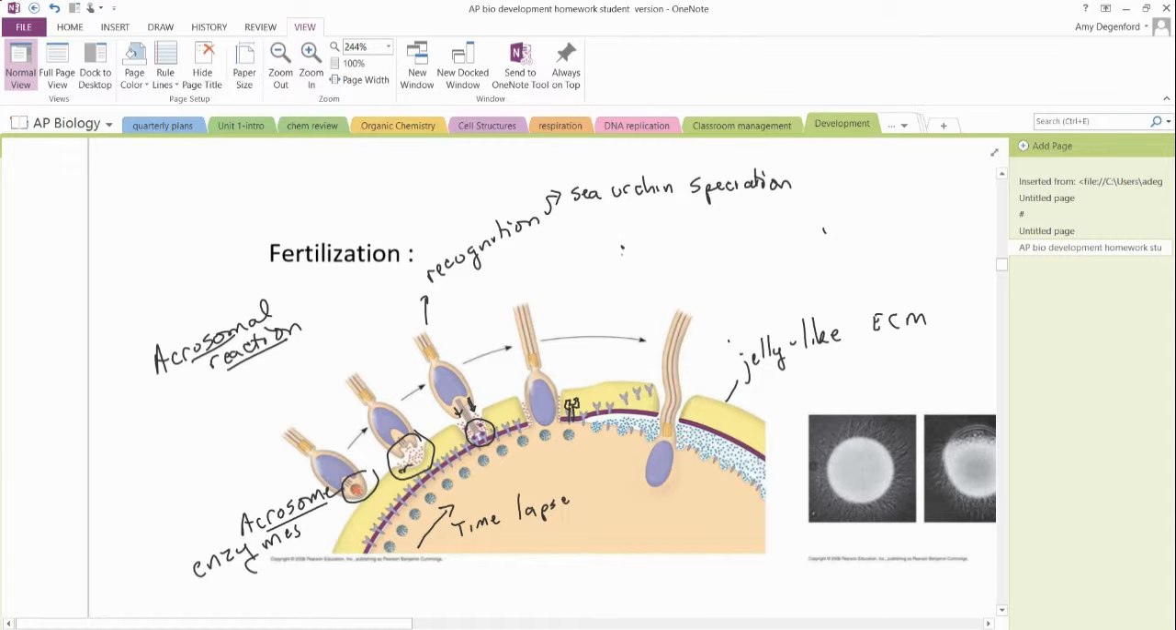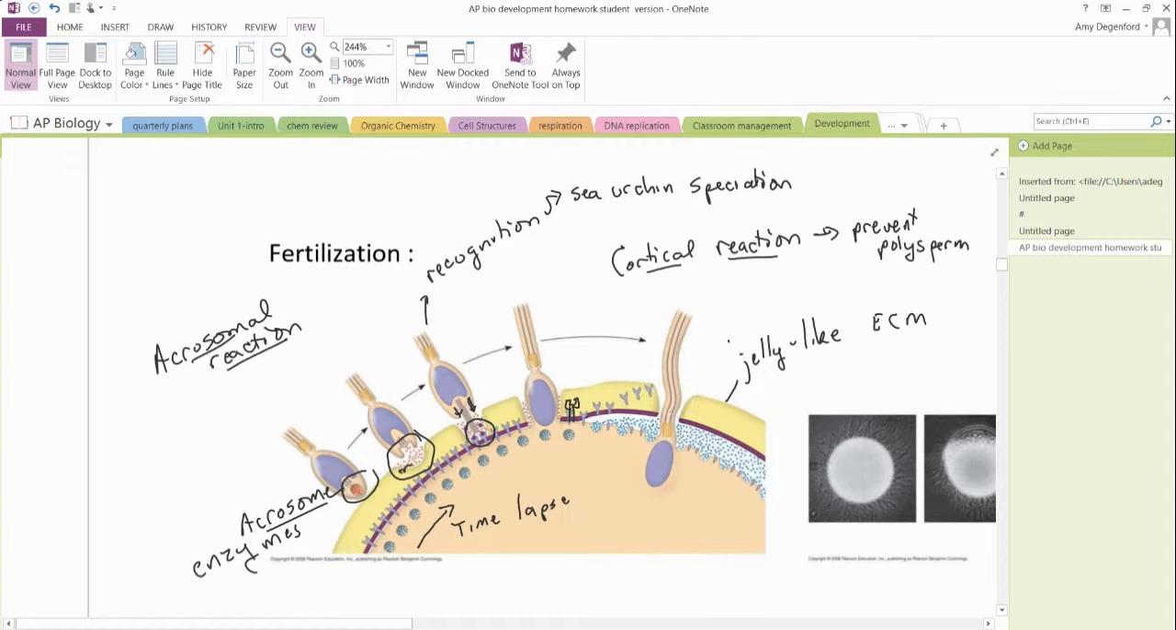Now, the other event we start seeing is the cortical reaction, or the cortical process. The cortical reaction is going to prevent polyspermy. This is going to be really important. We do not want more than one sperm fertilizing an egg. That would be a triploid, and animals just really can't handle that. It's not going to form. It's not going to develop. So we want to block other sperm cells.